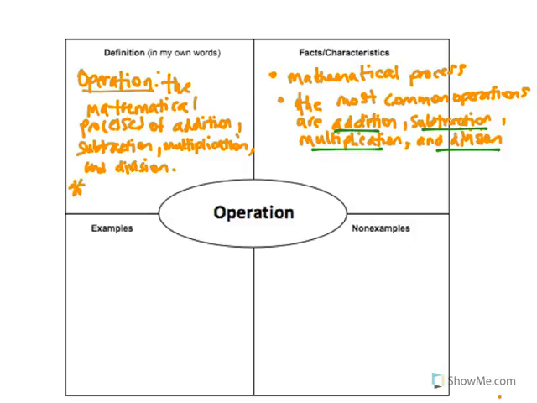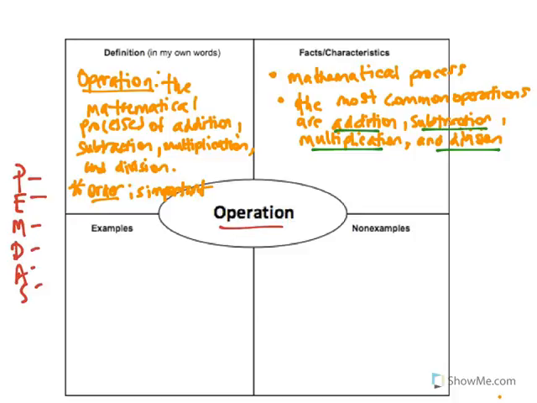And remember that order is important. So the order in which you do operations is important. Remember when we learned order of operations? When we learned this one here? PEMDAS? That was the order of operations. That was the order in which we had to do operations in an equation. So that's what we mean when we say order is important.